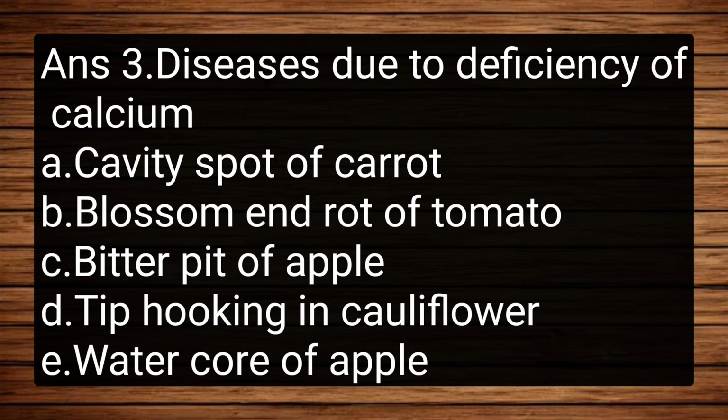deficiency of calcium in the plant. These are cavity spot of carrot, blossom end rot of tomato, bitter pit of apple, tip hooking in cauliflower, water core of apple, and the previous question which we have solved, that is corky spot disease of turnip.